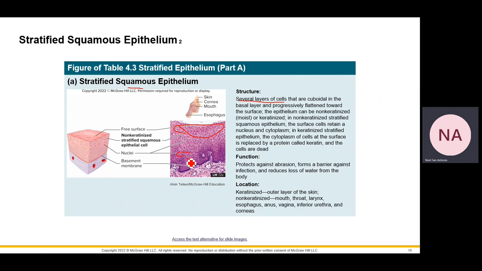Because in this stratified squamous epithelium, these cuboidal cells at the bottom are progressively flattened as they proceed towards the surface. Oh, meron palang continuous movement of the epithelial cells from the bottom towards the surface. So they start at the bottom, cuboidal in shape, and then they are progressively pushed upward where they are compressed to form flat and thin cells. Okay? And the stratified squamous epithelium can be classified as non-keratinized or keratinized.